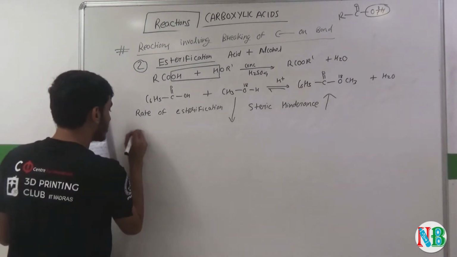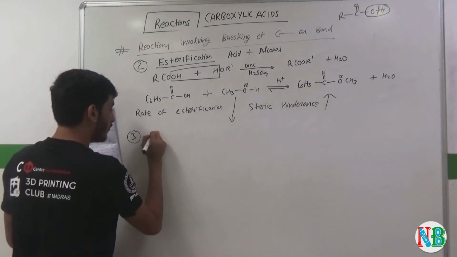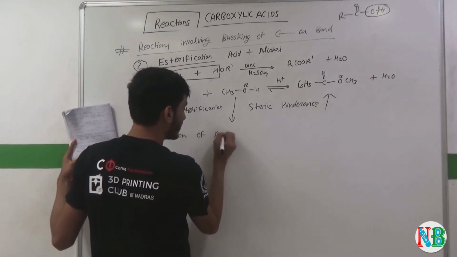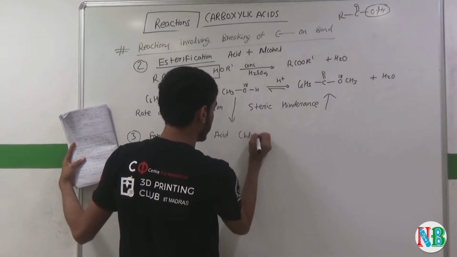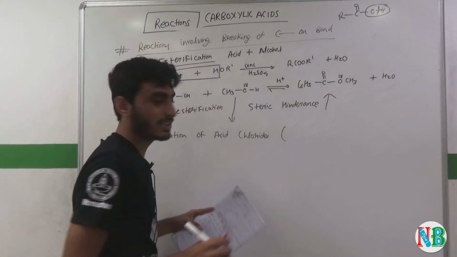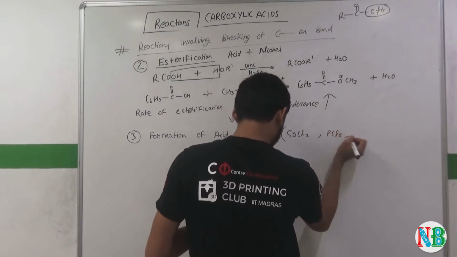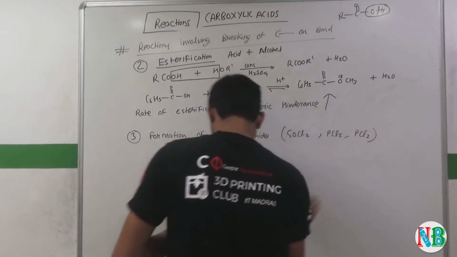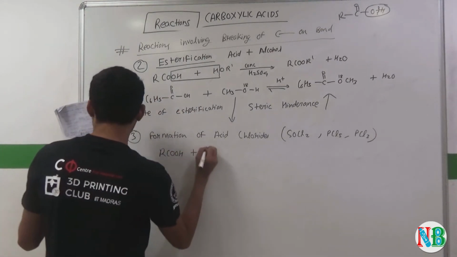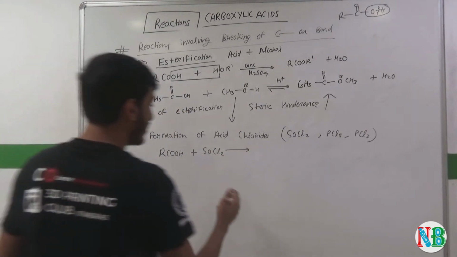Now the third kind of reaction is formation of acid halides, formation of acid chlorides. Over here we use three reagents. They are SOCl2, PCl5 and PCl3. So suppose your RCOOH reacts with SOCl2, it will simply form RCOCl.